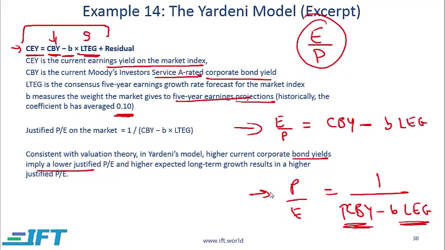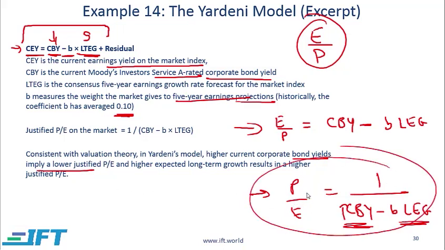The other point is that a relatively high growth rate will imply a high PE. So in that sense, this particular model is reasonably consistent with general valuation theory, though a limitation is that it's not taking into account the equity risk premium. It is taking into account default risk because the corporate bonds do have default risk built into them, but the equity risk premium is not being taken.